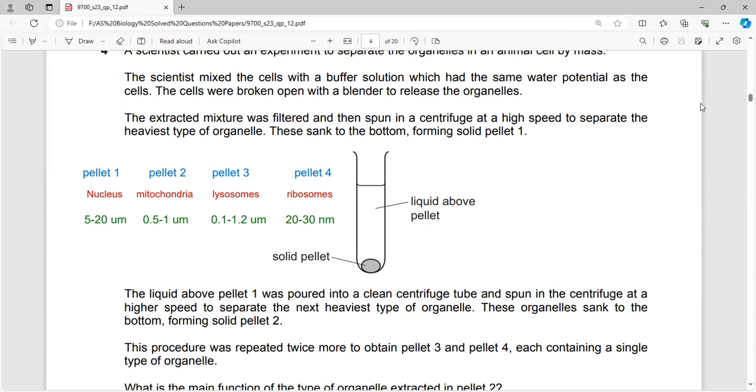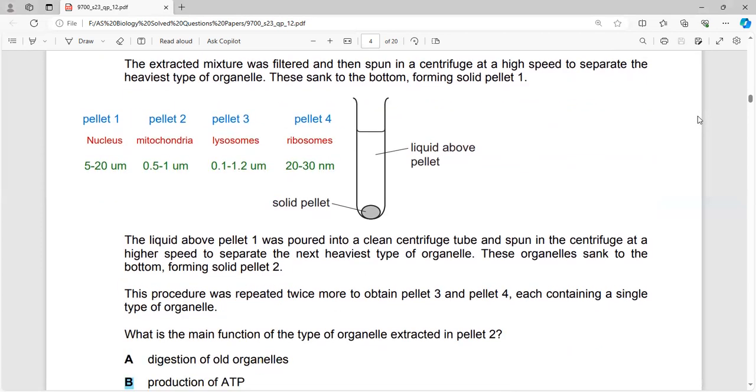So we remove this pellet 1, and then we remove the liquid above pellet 1 and transfer it to another test tube, and we do the centrifugation once again and let the material settle down in the bottom. The next heaviest particles settle down, and then we repeated this process a third and fourth time, and got the next heaviest particles again and again. And in this way, what is the answer for this question? We need to understand the size of these particles and which particles are heavier. The heaviest particle present in the animal cell is the nucleus.